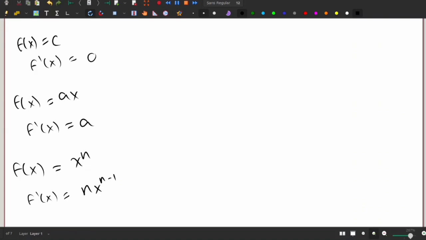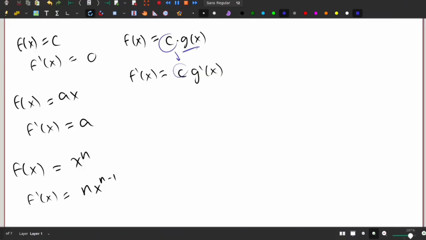There's another rule where if your function f of x is equal to c, some constant, times some other function g of x, then f prime of x is just equal to c times g prime of x. So all that says is that if you have a constant in a function, you don't have to do anything special with it. You can just multiply it with the derivative.